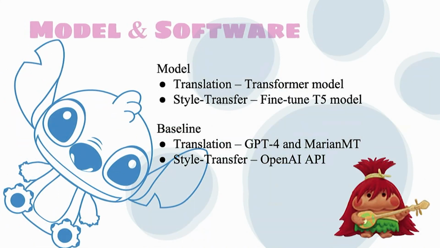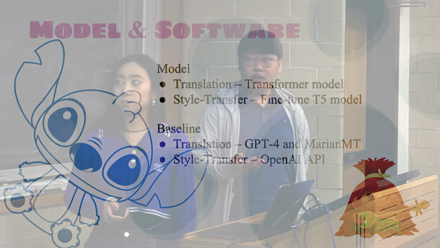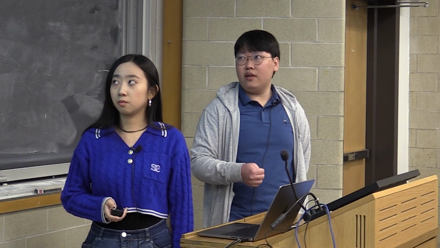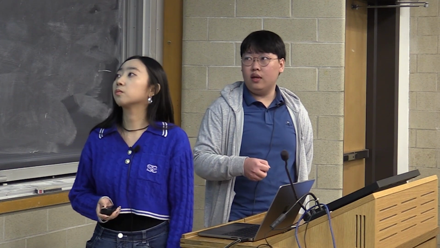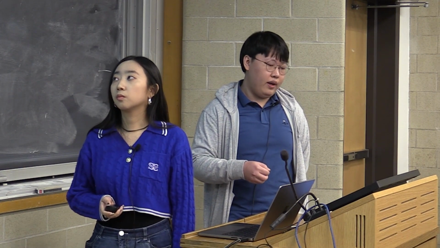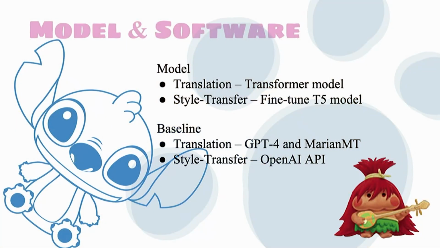For the model part, we build a transformer model from scratch for the translation task, and for the style transfer, we fine-tune the T5 model. Regarding the baseline models, we selected GPT-4 and the MT as our comparisons. Here, the MT is a powerful and efficient tool in the machine translation field. And for the style transfer, we used the OpenAI API, ran the examples, and got the classified results, whether the output is informal or not.